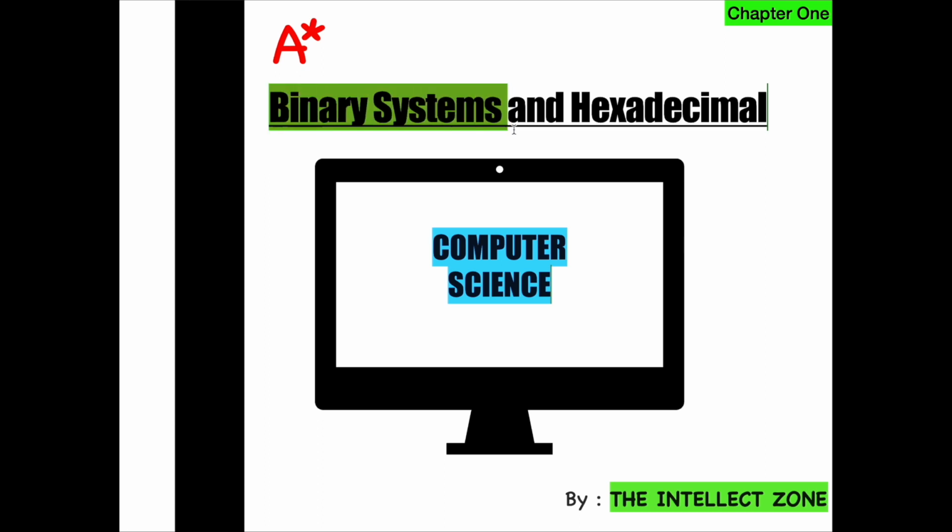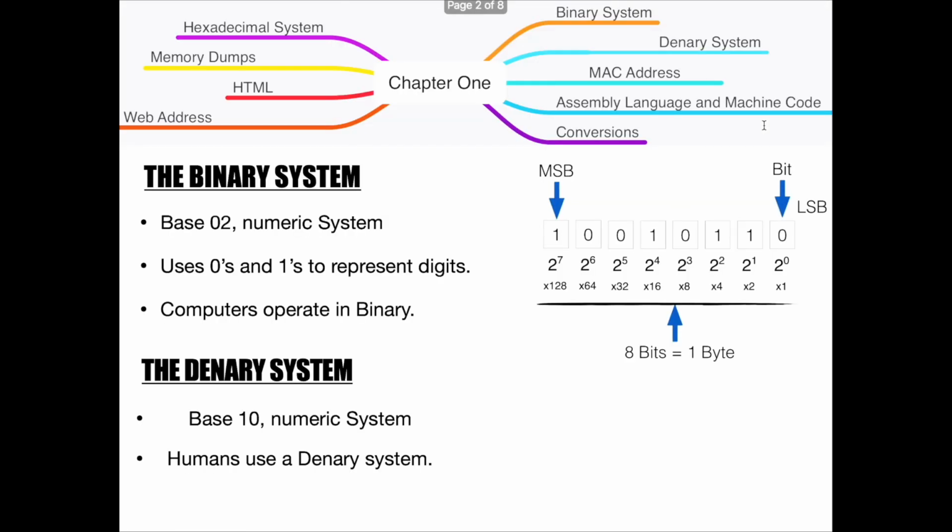Chapter 1 is named Binary Systems and Hexadecimals. The diagram above showcases the subtopics that we will be going through in this chapter. The first subtopic is named the binary system.